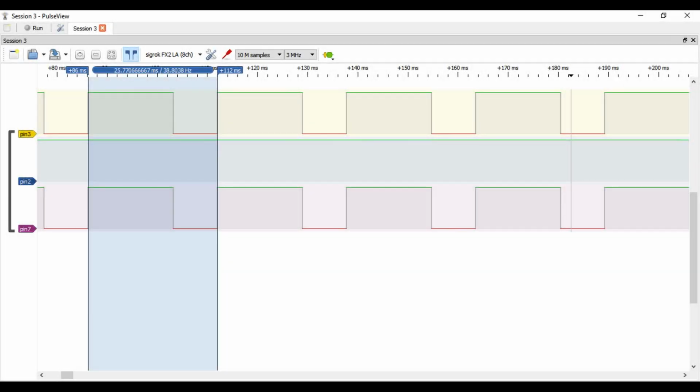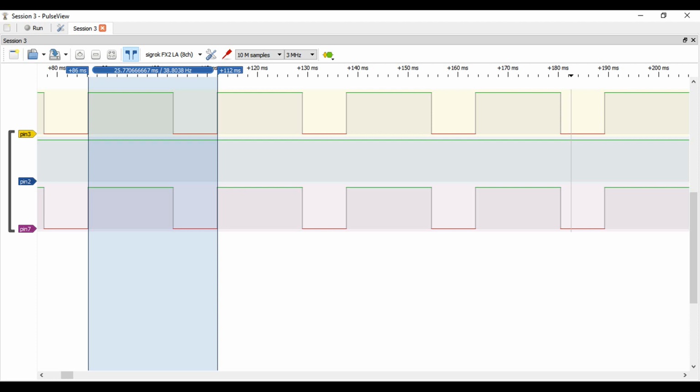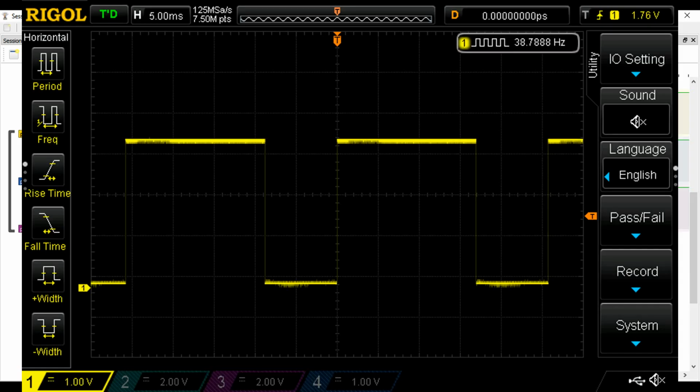Using the cursors we can measure the time period to find the frequency of pin 3, which is the output. We can work out the frequency using the formula 1.44 divided by (R1 plus 2R2) times C, which tells us that 48 Hz is what our astable should be reading. However, the analyzer is showing 38.8 Hz. This could in fact just be showing the inaccuracies or the tolerances in our components. If we also check this with the hardware counter on my scope, we can see they're agreeing with each other. However, we should be aware that there can be inaccuracies in the logic analyzer output.